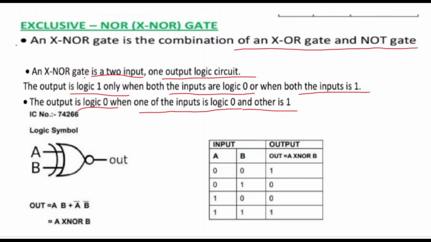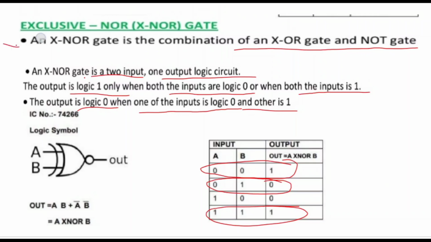Remember, we learned in the XOR gate that the output is high when inputs are different and the output is low, that means 0, when both inputs are the same. But the XNOR gate is totally opposite of the XOR gate. The output is high when both inputs are the same, and the output is low when both inputs are different. This is exactly opposite of the XOR gate.